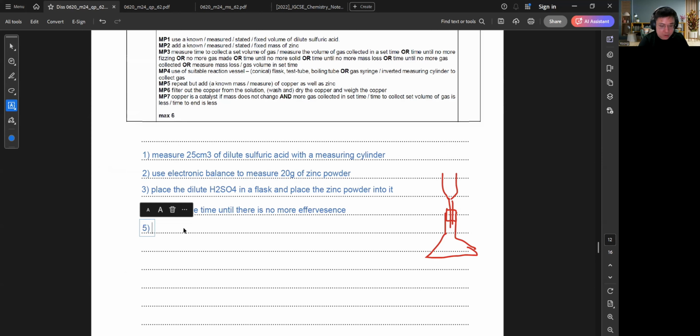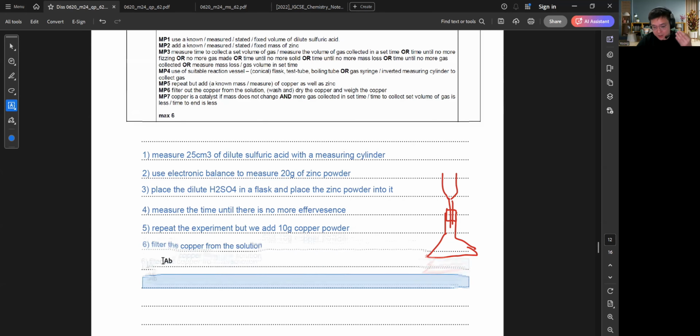Now we repeat. So we say repeat the experiment, but we add copper powder. And don't just say add copper powder. Always say how much we add. So maybe we can add 10 grams of copper powder, as long as it's a small amount, right? And then number 6, now we just filter the copper from the solution.